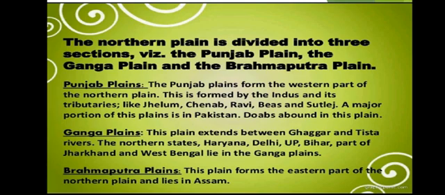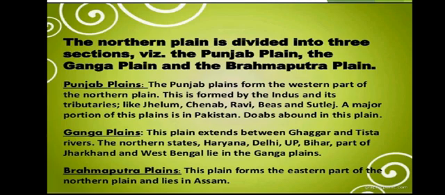Now Punjab Plains. It lies in the western part of northern plain. This is formed by Indus and its tributaries, Jhelum, Chenab, Ravi, Byas, and the Satluj. The major portion of this plain is in Pakistan. Doabs, what is Doabs? Two water, means a piece of land where two water bodies drain their water.